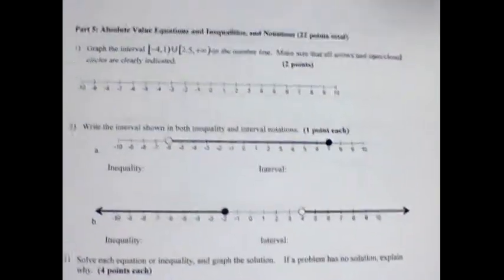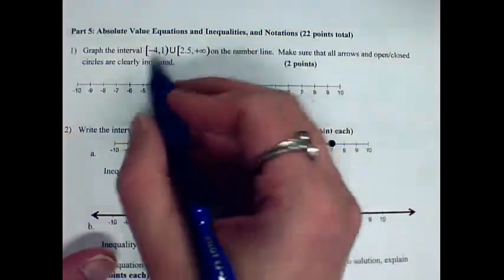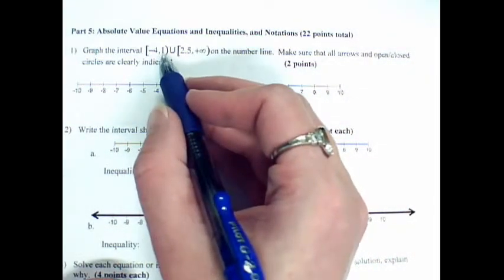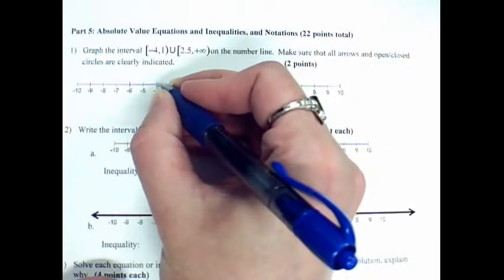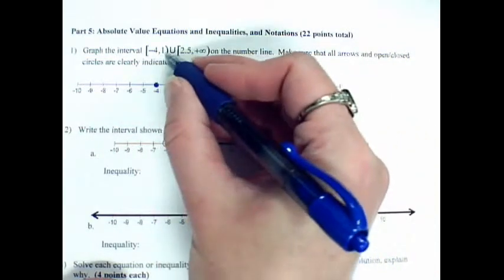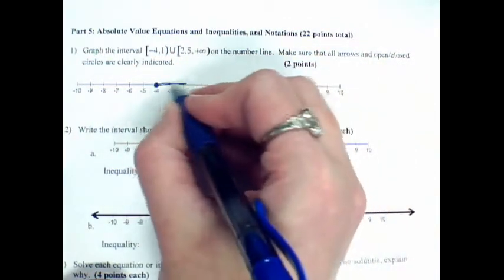All right. Next, absolute value equations and inequalities. And the notations, and this should have been the easy part. Graph the interval, bracket, -4 to 1. All right, so let's go ahead and do that part. Bracket means we include it, so that gets a dot at -4. 1 has a parenthesis, so it gets an open circle. And we want the interval between those.